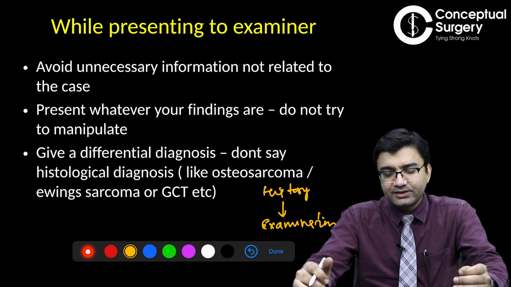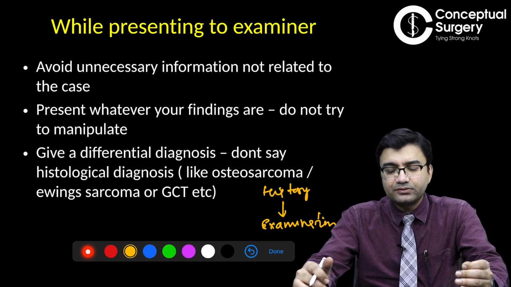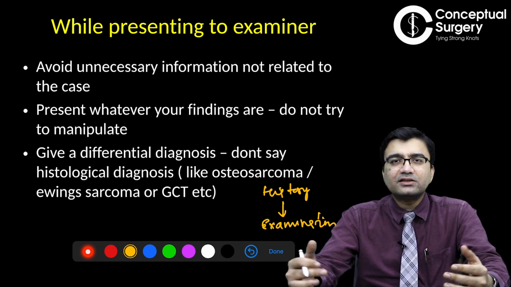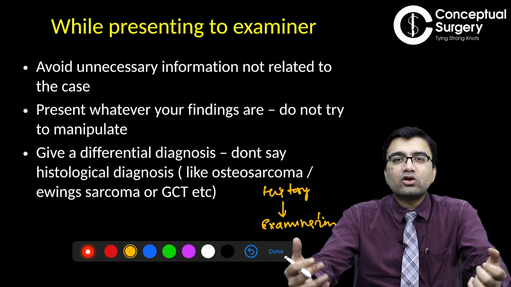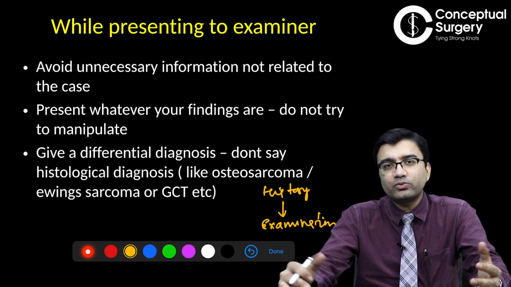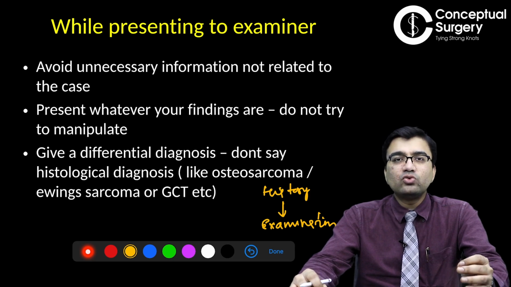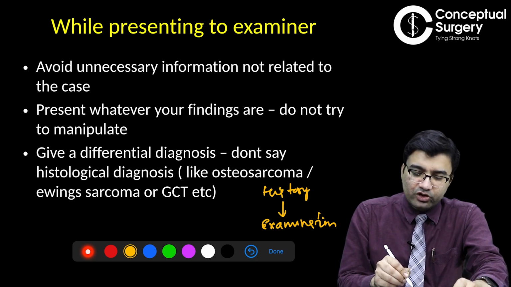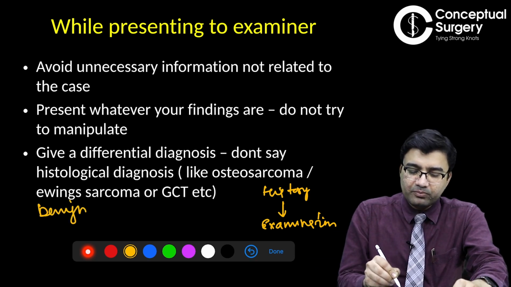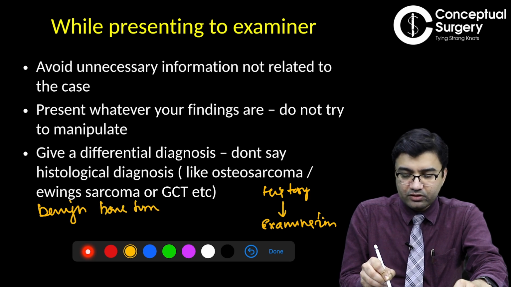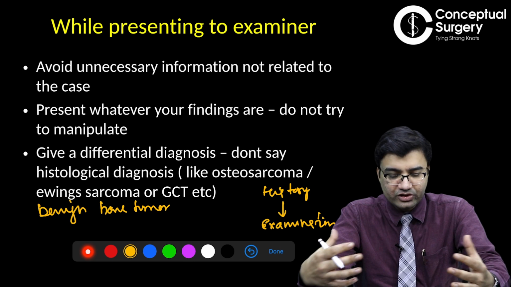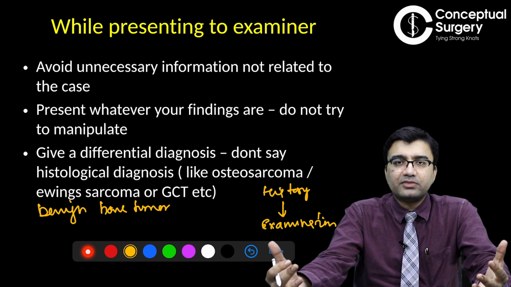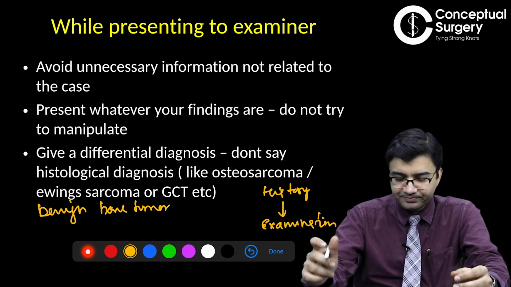One important mistake the residents make is that they give a histological diagnosis. So they say this looks like a case of osteosarcoma or chondrosarcoma or Ewing sarcoma or giant cell tumor. So remember, you need to give a differential. Rather than telling a histological diagnosis, you have to say this looks like a case of benign bone tumor, say if there is a history of bone swelling which is there for a longer duration, or benign soft tissue neoplasm like lipoma or sebaceous cyst.